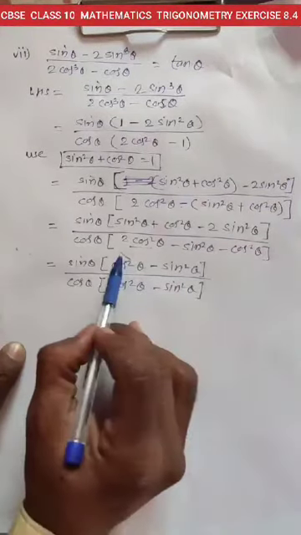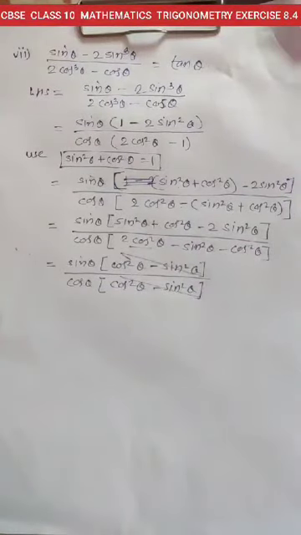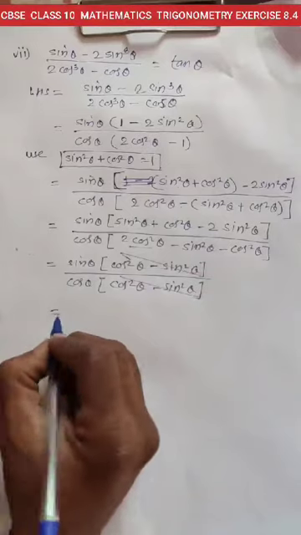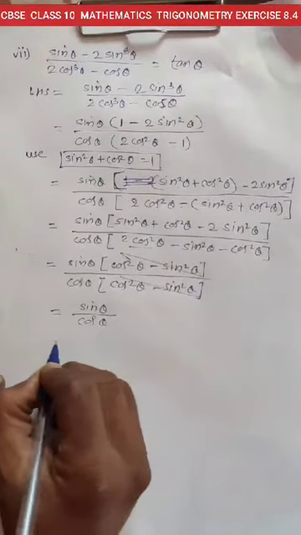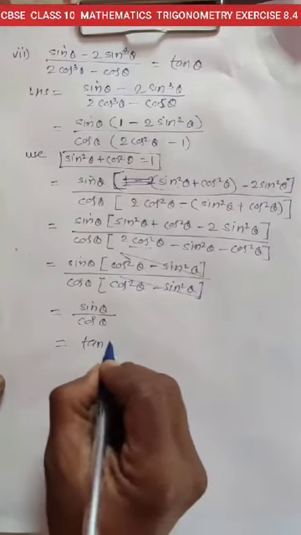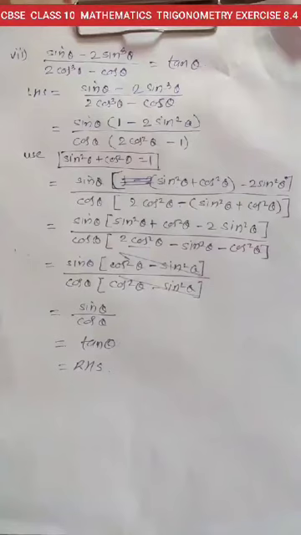So here cos square theta minus sin square theta in both numerator and denominator, both brackets are similar, so they get cancelled. What will be the remaining value? Sin theta upon cos theta, and sin theta upon cos theta is equal to tan theta. This is nothing but the right hand side.